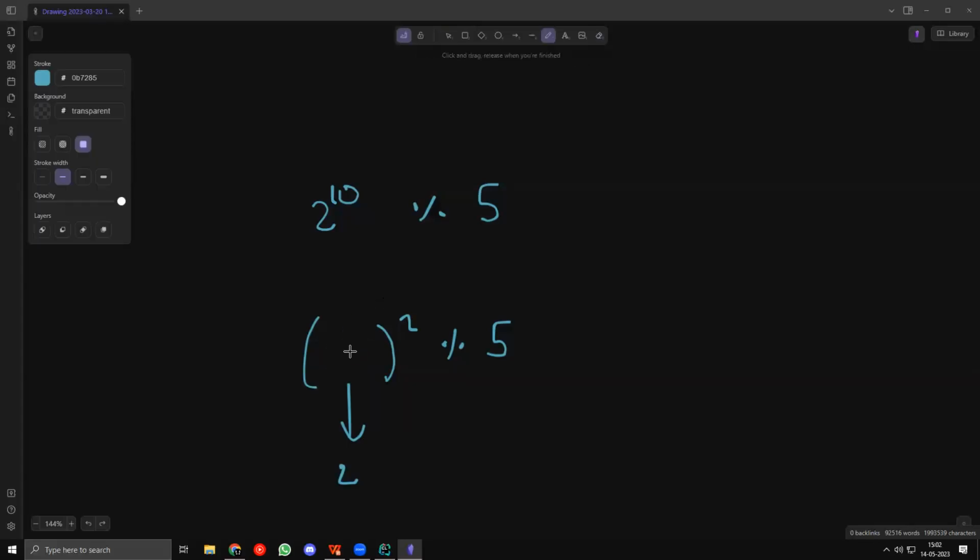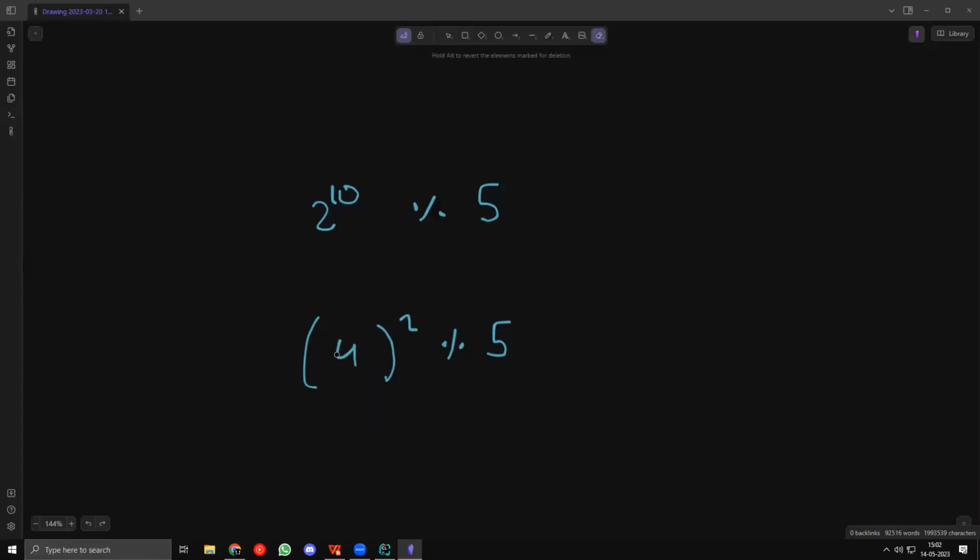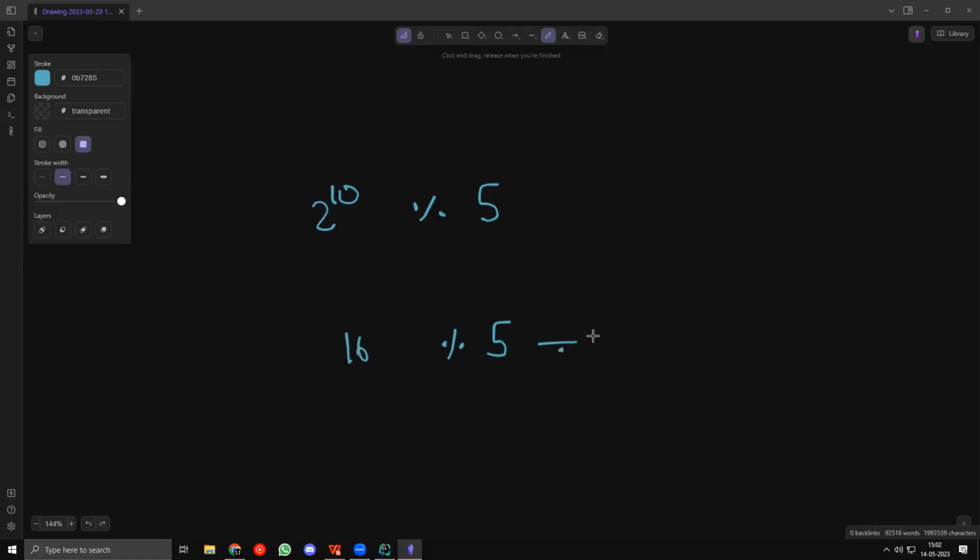So over here, I'll take 4. Okay, I think I made a mistake in the last step, sorry. So for 2 to the power of 5, I'll take 4. I'll take 4 squared, which would again be 16. And 16 modulo 5 will be equal to 1. Okay, this is my final calculation.